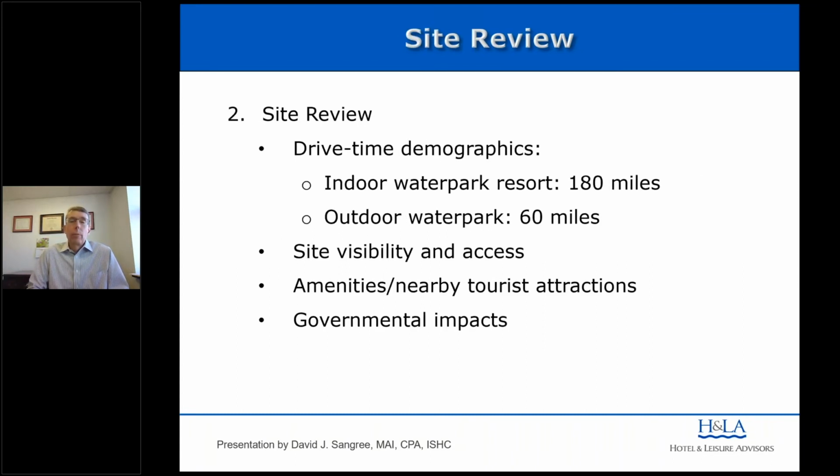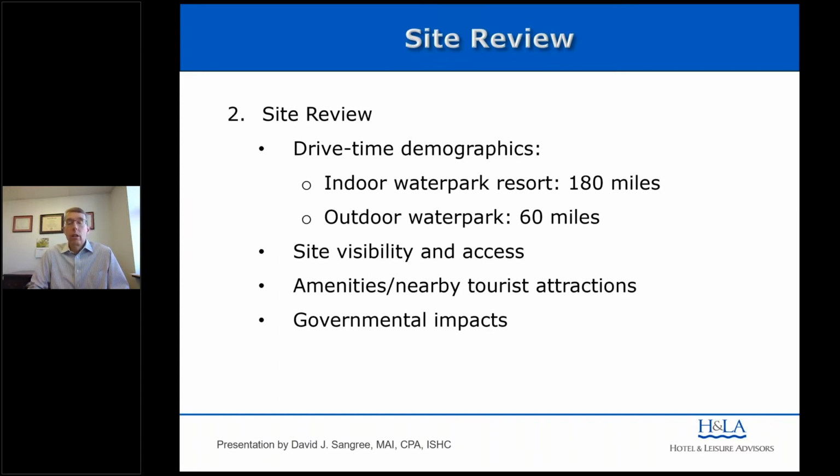Now, the next major item we'll talk about is the site review. So when we are doing a site review for an indoor water park resort, most people are coming and staying overnight. So we look at a 3-hour drive time from the subject site, or about 180 miles, and we make comparisons between that site and other comparable properties that are currently operating to see how our demographics compare to a successfully operating property in another part of the country, or another country if this is in a smaller country.